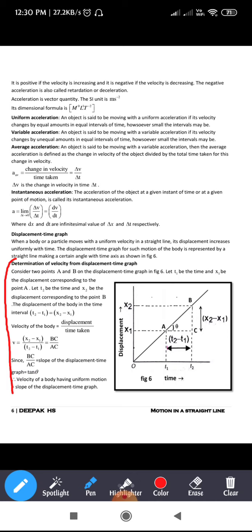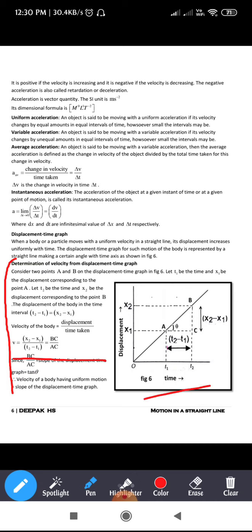So the displacement of the body in the time interval t2 minus t1 is equal to x2 minus x1. The velocity of the body comes out as displacement by time taken, that is v is equal to x2 minus x1 divided by t2 minus t1, where x2 minus x1 is denoted by BC and t2 minus t1 is denoted by AC.